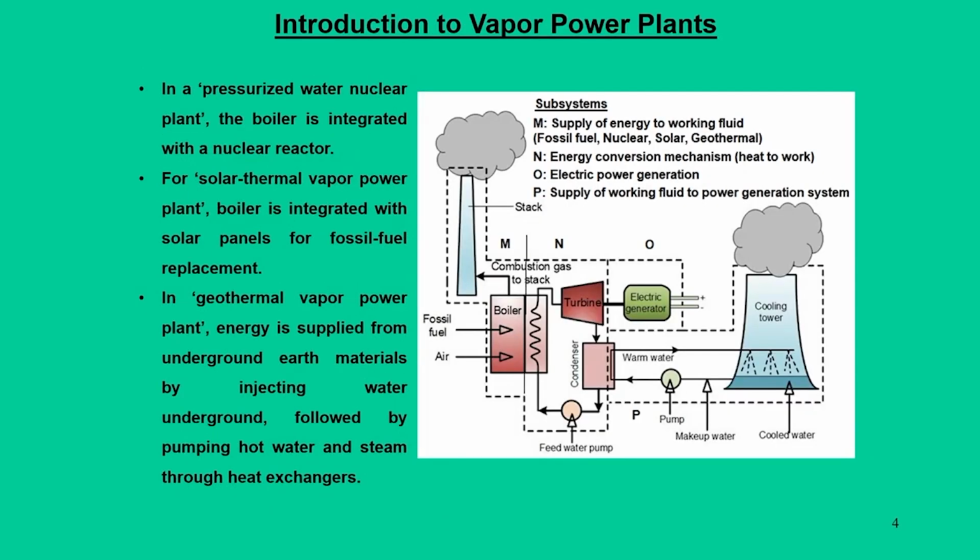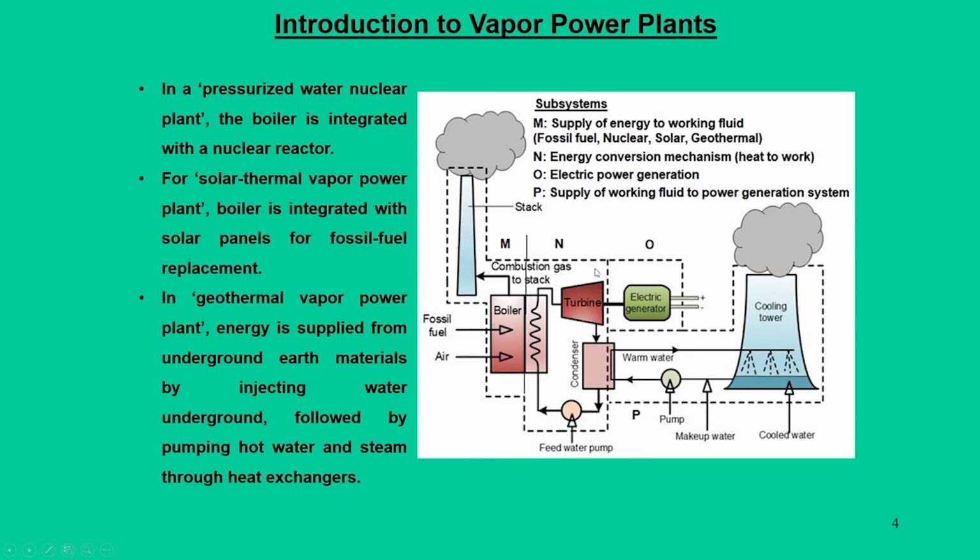Here we are going to show a schematic diagram of a vapor power plant system that gives the complete picture. What we see in this figure is that we have a boiler, a turbine, a condenser, and a pump.